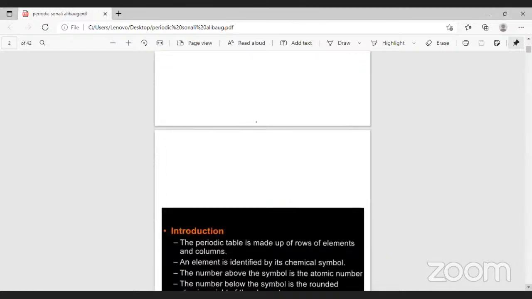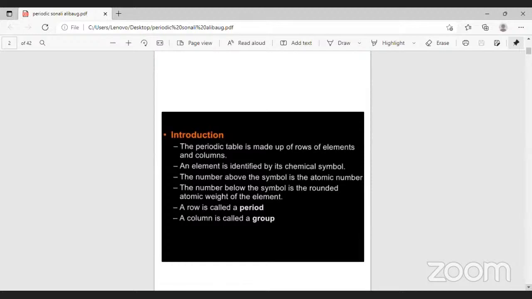What is the periodic table? Actually, the periodic table is made up of rows of elements and columns. An element is identified by its chemical symbol. When we say element, it may be a metal, a non-metal, or a metalloid; we will see later on. The number above the symbol is the atomic number. The number below the symbol, rounded, is the atomic weight. A row is called a period and a column is called a group. We will see.